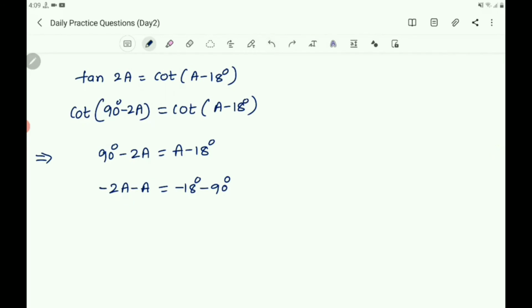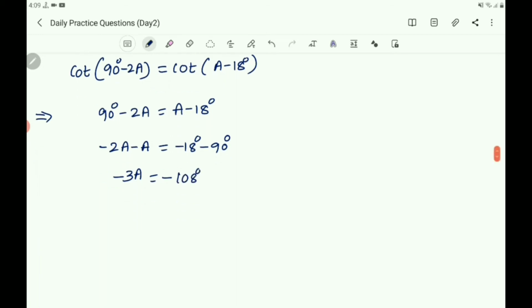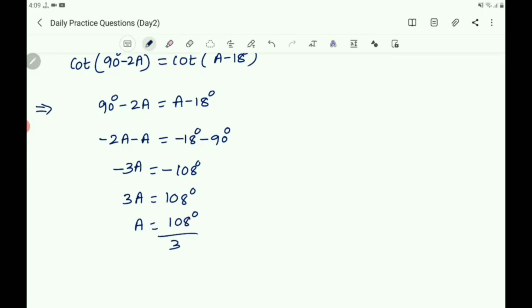So 2a and a sum to 3a, that is negative 3a. Minus 2a and minus a add to get minus 3a. These two also have the same sign. And what is the sum of 18 and 90? That is 108 degrees. Now here you will cancel. That is 3a equals 108 degrees. Then a equals 108 degrees by 3.